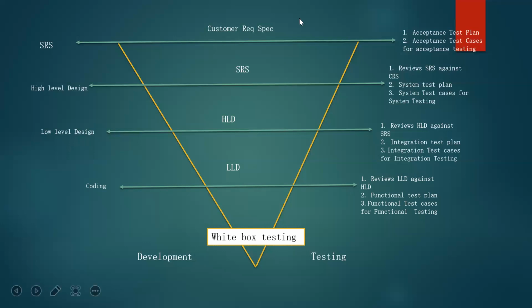So now from here, from CRS, I get my SRS. From SRS, I get my HLD and LLD, and I go to coding and development. In the same way, all the documentation procedures: creating test plan, test cases for system, acceptance, integration and functional. These are all the documentation process of a testing team, which will be taken care of parallelly.